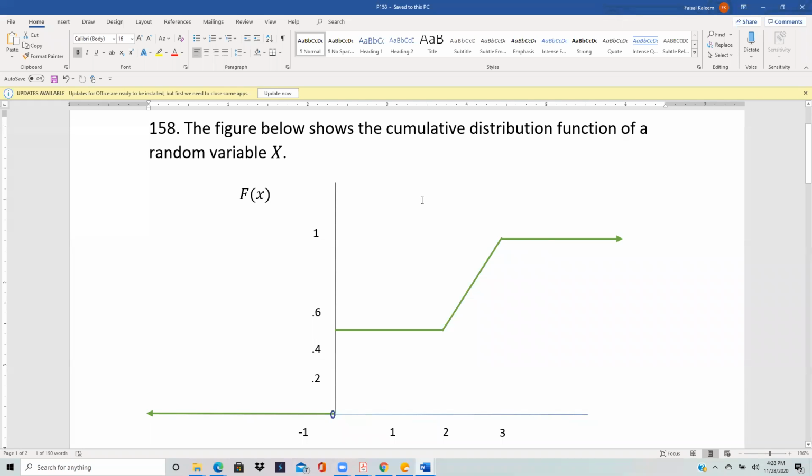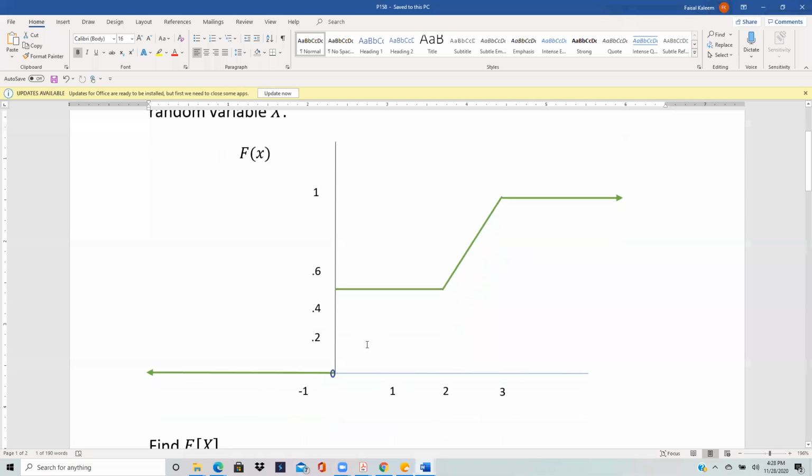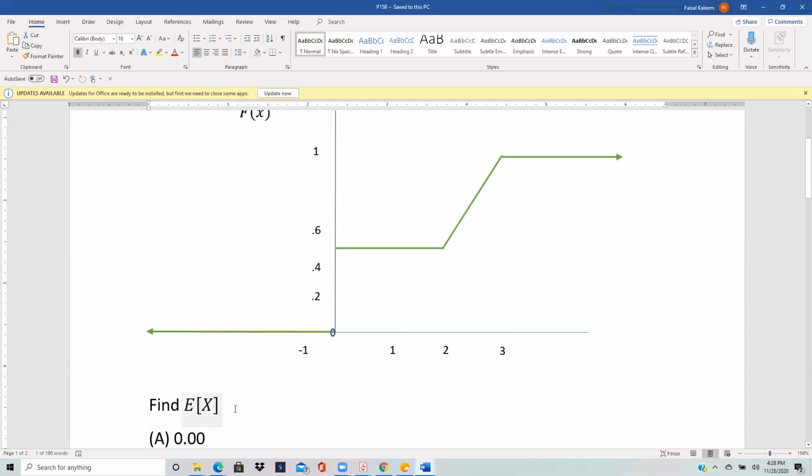The figure shows the CDF, and you have to find the expected value of x. So normally we know that the PDF, which is what we will first need in order to get the expected value. Normally the PDF is just the derivative of the CDF, but when it's a piecewise function, you have to look at what's happening at the endpoints also.